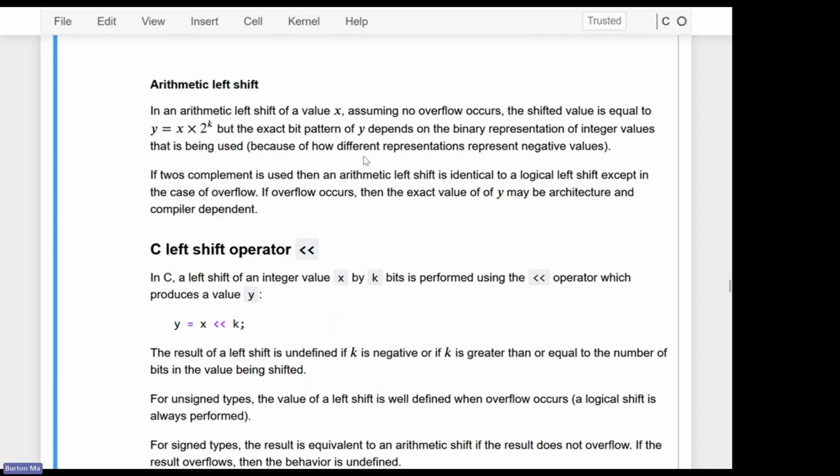If overflow occurs, then something else happens. If overflow occurs, a negative number may no longer be negative, it may be positive. A positive number may no longer be positive.